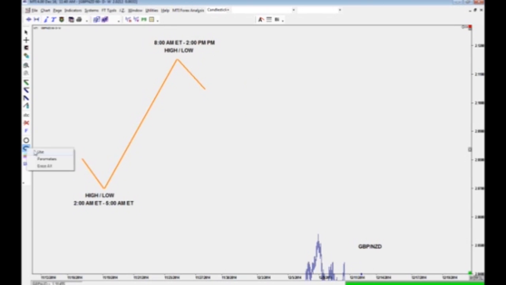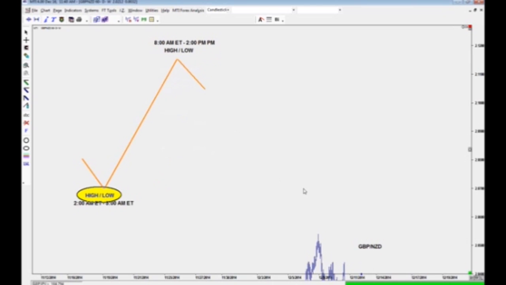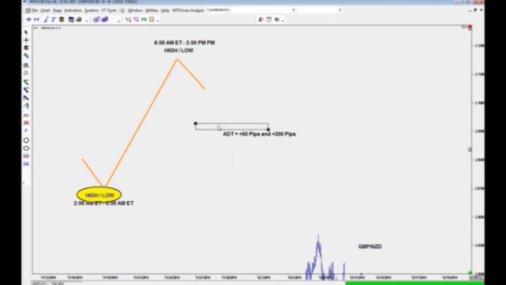Now, with us focusing on this high or low of the day, the reason it's important is because of the distance covered between the low and the high, or the high and the low, of the day. That's also known as average daily trading range, or ADT. So I'm going to put ADT right here. You can expect anywhere between 50 pips, so we're going to put 50 here, and 200 pips. You can expect anywhere between 50 to 200 pips within that time frame.